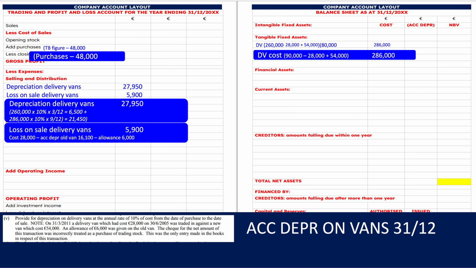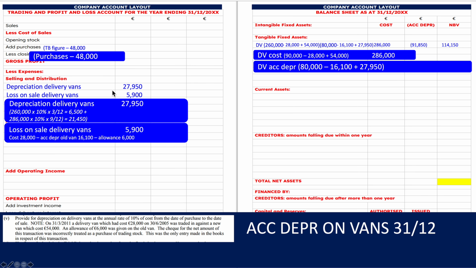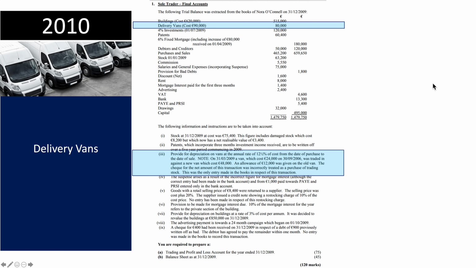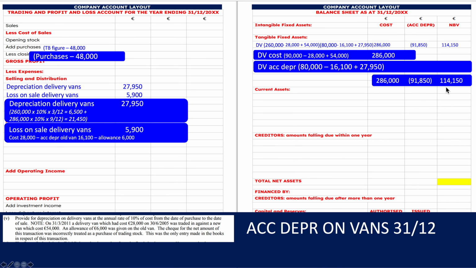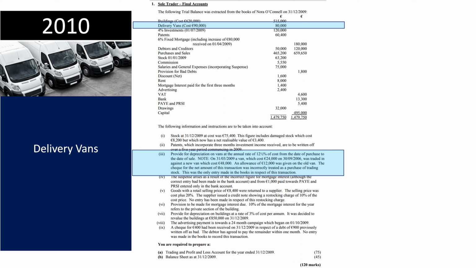Last thing we'll do then, accumulated depreciation on vans at the end of the year. So again, we're going to have 3 figures here. We're going to take away the depreciation on the sold van, 16,100, and we're going to add the 27,950 for the year. That'll give us 91,850 altogether. So under cost, we've got 286,000. Under accumulated depreciation, we've got 91,850, and under net book value, we have 114,150. Okay, so there are 7 left.